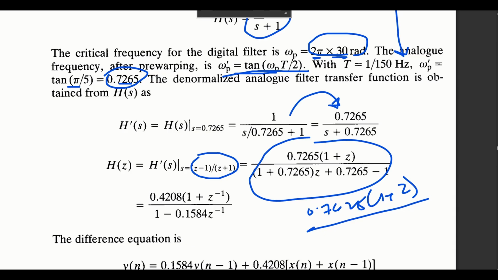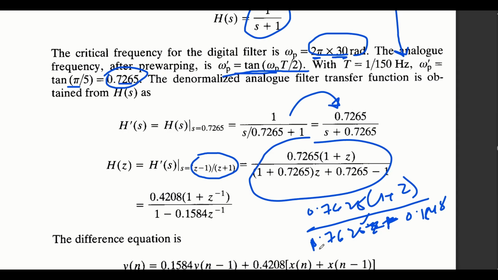We can get 1.7625z minus 0.1548. Okay, now our quest is to get some kind of 1 in the denominator.